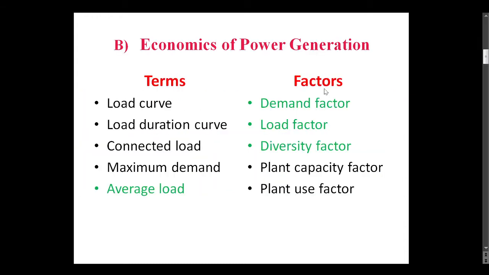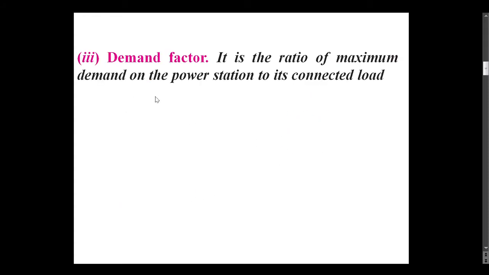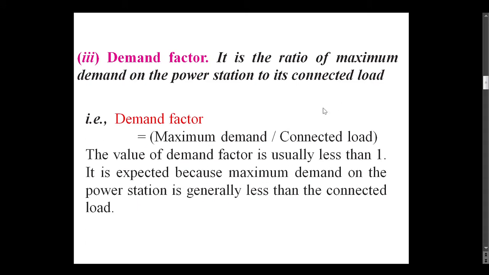The list of terms and factors is given here. Among these, I am going to explain the average load, demand factor, load factor, and diversity factor. So what is the demand factor? It is the ratio of maximum demand on the power station to its connected load. That is, demand factor is equal to maximum demand divided by connected load.